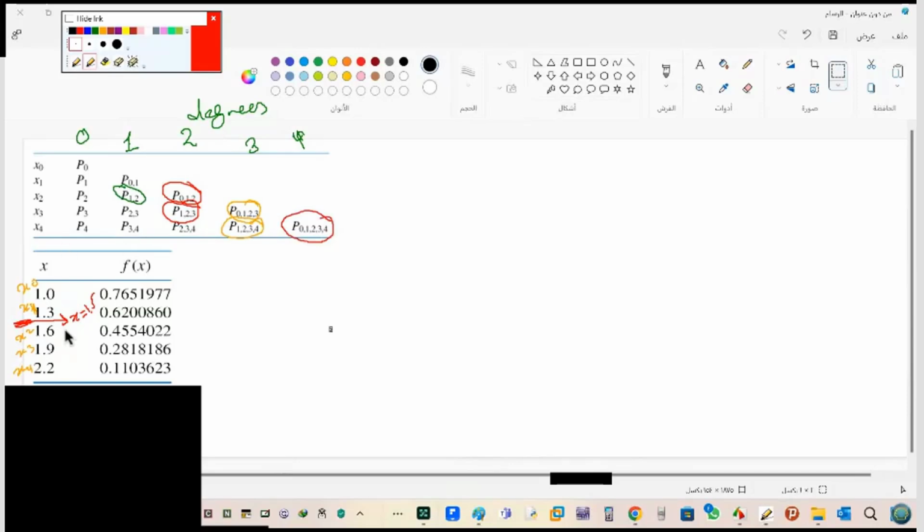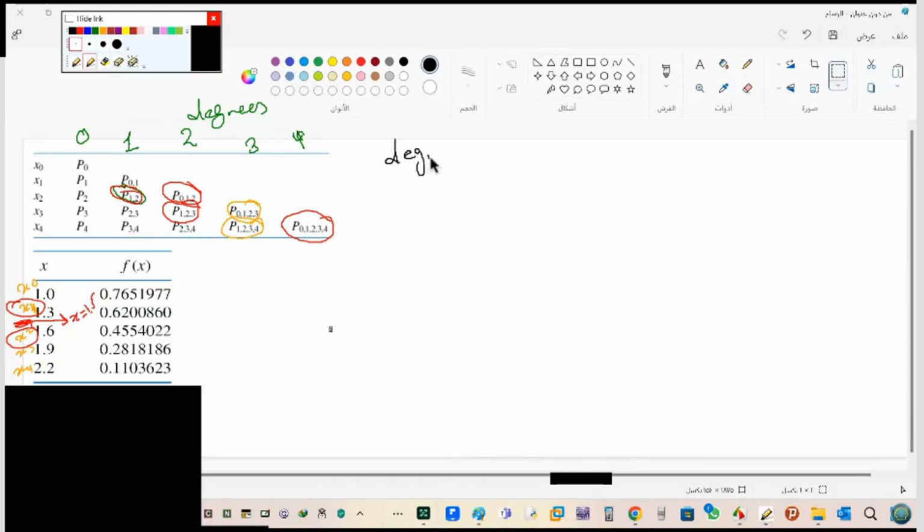So for degree 1, I need 1, 2 between 1 and 2. So this one. For degree 2, B0, 1, 2, or 1, 2, 3. For degree number 3, I have B0, 1, 2, 3, 1, 2, 3, 4, and this is for degree number 4. Okay, now let's talk about values.